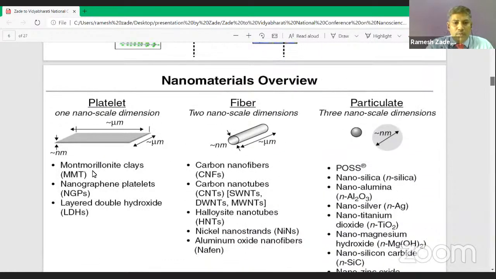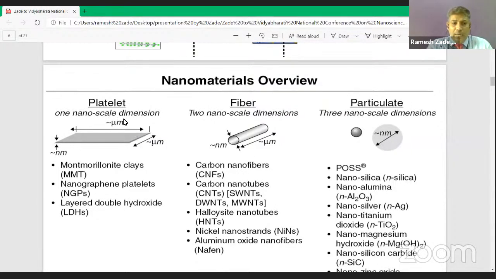Now here you can look at the wide range of these nanoparticles. It starts from the 1-dimensional platelets like montmorillonite clays. These are basically clays made up of silica and other material. Then there are nanographene platelets, then layered double hydroxide, LDH, as it is known. Then carbon nanofibers. You can just go through these and you will find the different dimensions.